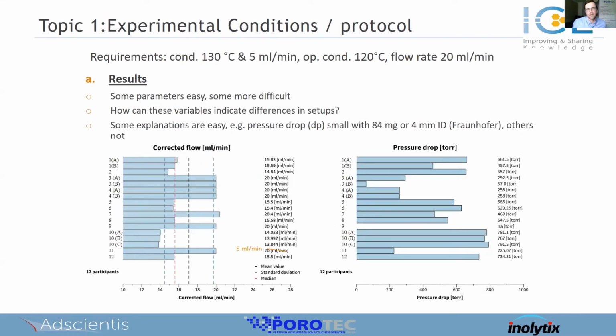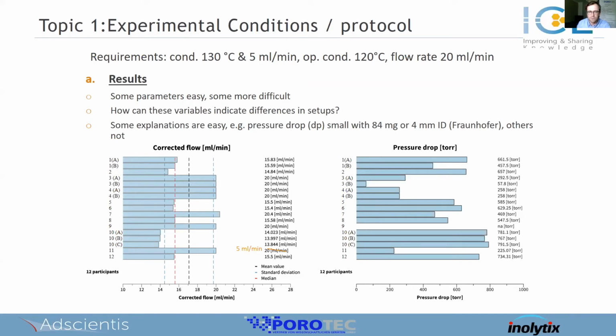Here we have another summary of the experimental data. You can see that the corrected flow rate varies. The variations were caused by a little misunderstanding. So we have flow rate values between 5 up to 20 milliliter per minute. For participant number 11, 20 milliliter per minute was indicated.